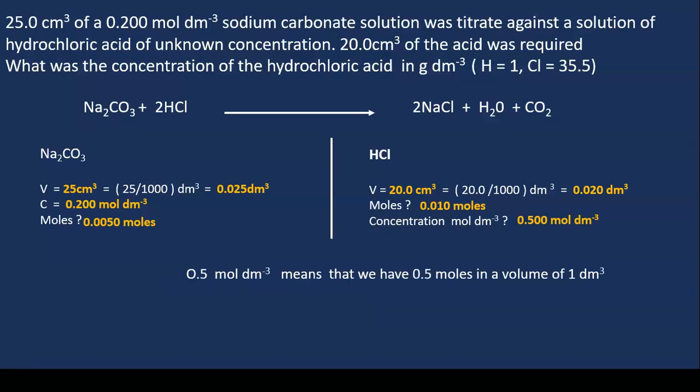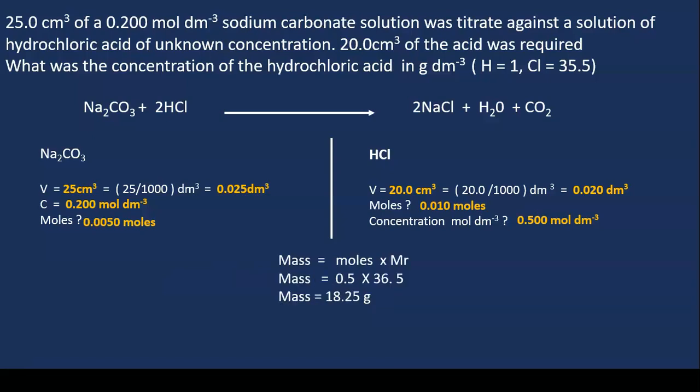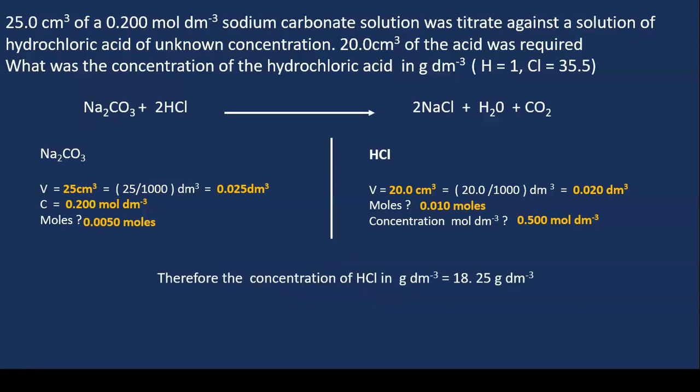From the concentration value of 0.5 moles per decimeter cubed, we can infer that 0.5 moles of HCl are contained in a volume of 1 decimeter cubed. Now we need to convert 0.5 moles to grams. We can apply this formula: mass is equal to moles times molecular weight. The molecular weight of HCl is 36.5. Therefore, mass is equal to 0.5 times 36.5, and this gives us 18.25 grams, and therefore the concentration of HCl in grams per decimeter cubed is equal to 18.25.